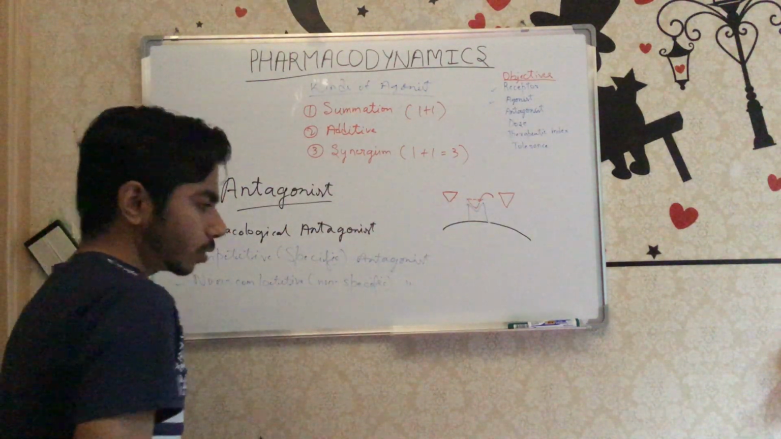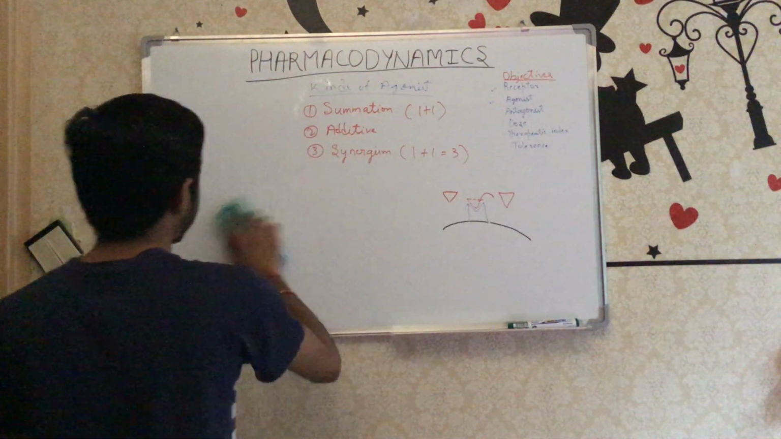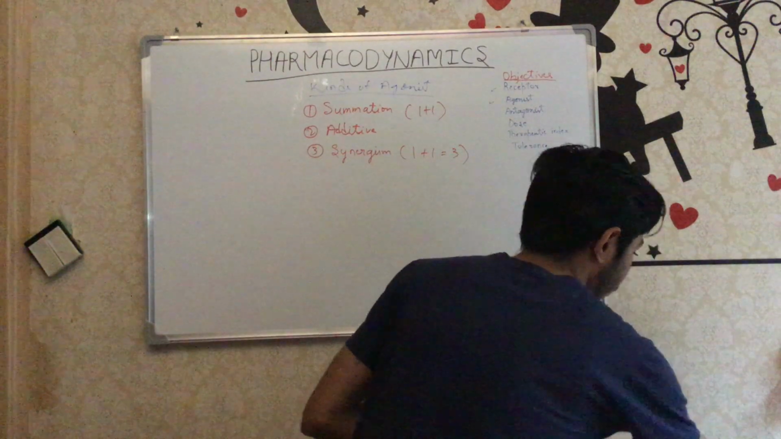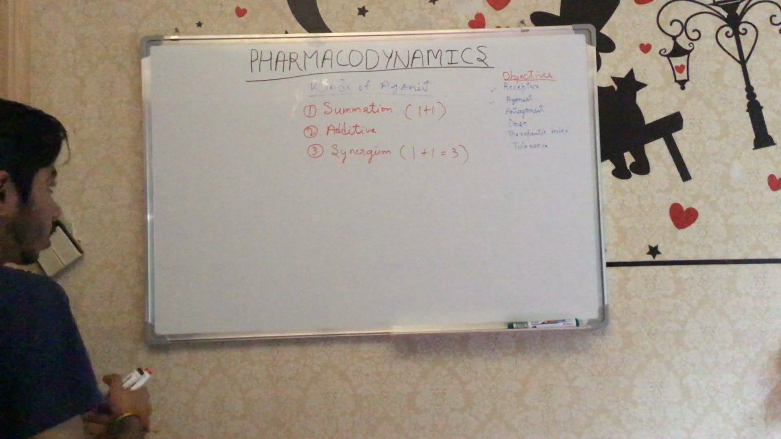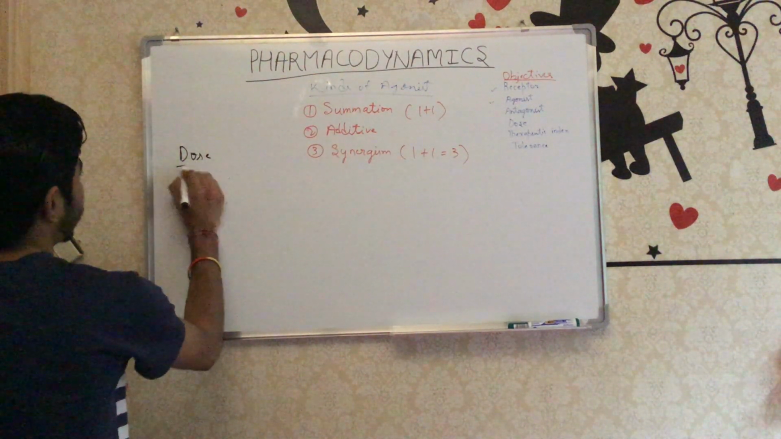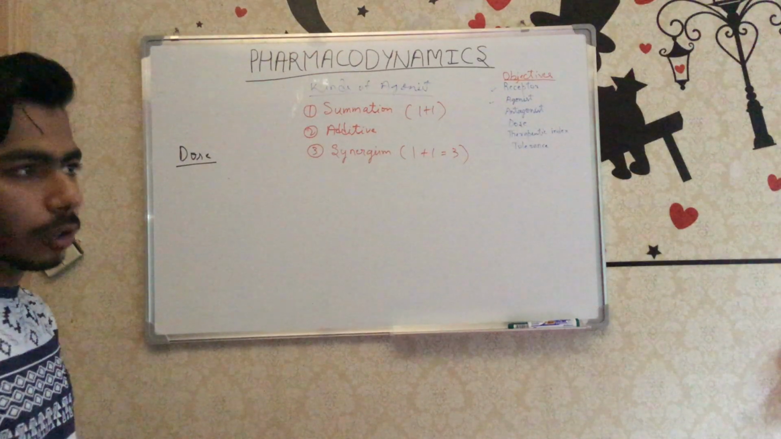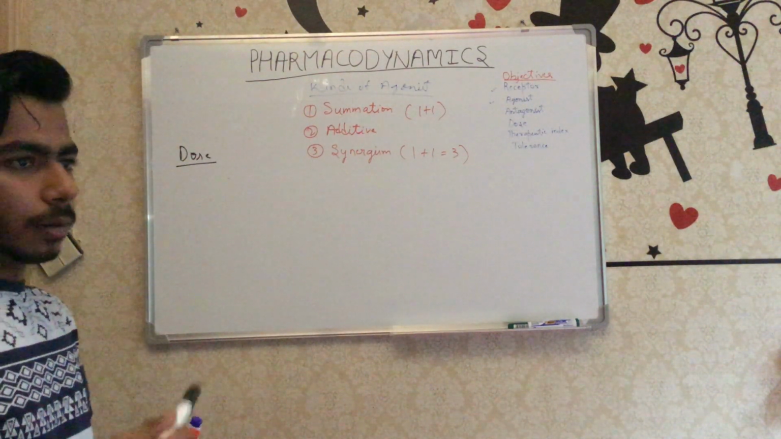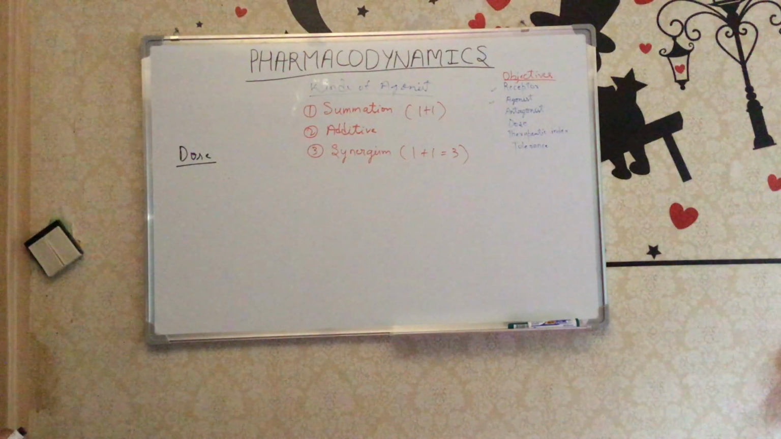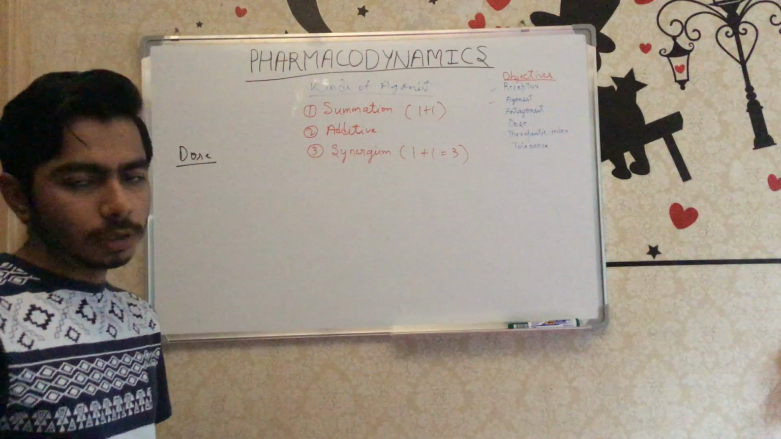Now some words about dose. What is dose? You have heard this very often in your life. Dose is the amount of drug which should be prescribed to the patient for helping the patient's situation. For example, 4 to 5 grams of piperazine is enough to treat roundworm infection.